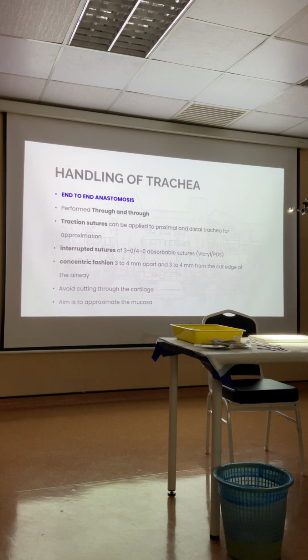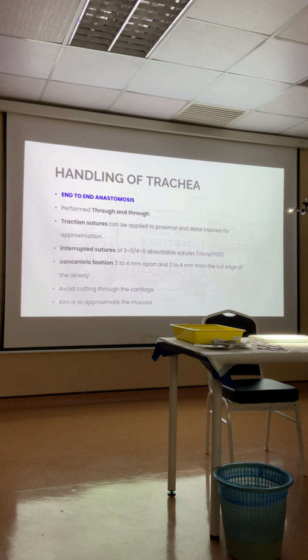Whenever we suture a trachea, always try to avoid putting your needle through the cartilage. You want to preserve the cartilage as much as possible to maintain cartilage integrity. This is because the cartilage is very important to prevent the trachea from collapsing. If you have a collapsing trachea, whereby the cartilage is non-functioning, that's called tracheomalacia. So you don't want that to happen. So try to avoid cutting through the cartilage.